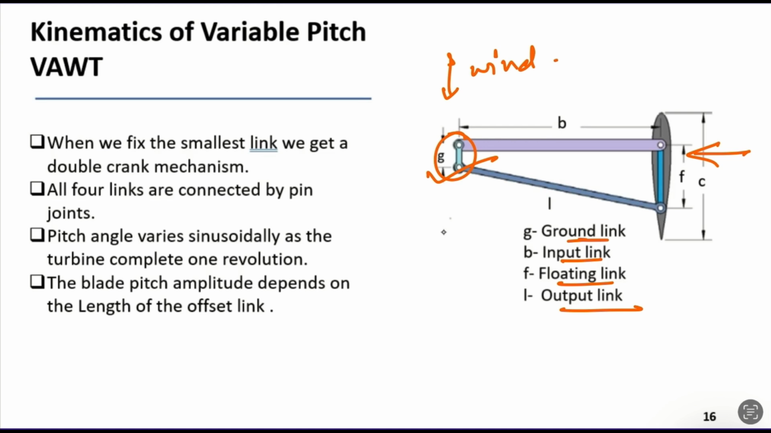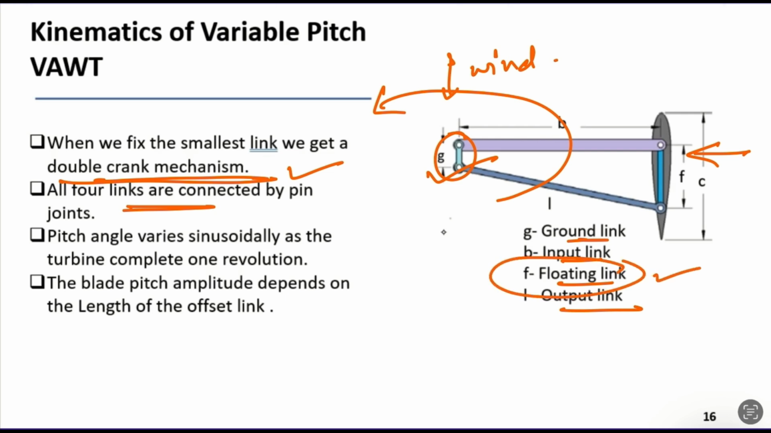When the wind strikes this blade, it rotates the input link, and this link rotates a full revolution. However, since this link is fixed, the output link also rotates a full rotation, and since we have 2 full rotations, we get 2 cranks. That's why this mechanism is called a double crank mechanism. The blade simply flaps or oscillates, but it does not make a complete revolution. That's why it is called a floating link. So, here, all the 4 links are connected by pin joints or revolute joints.